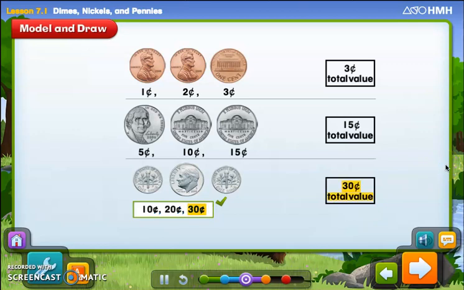Excellent! Since each dime is worth 10 cents, you count the dimes by tens. 10 cents, 20 cents, 30 cents. 3 dimes have a total value of 30 cents.